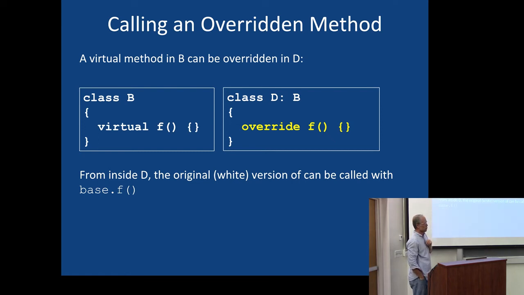From inside an overridden method, so essentially from inside of D, you can refer to base.f. So inside of the D class, you can refer to the white version of F, the original version of F. You say base.f. What was it in Java? Super. Right. So this is a different keyword here.